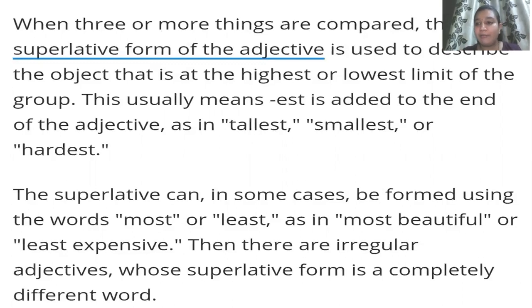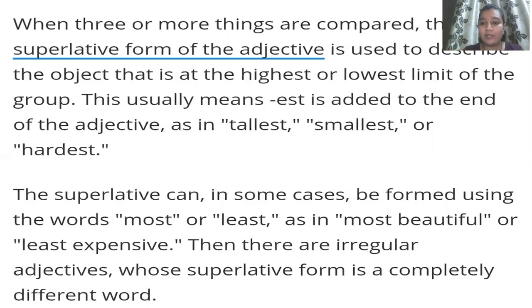So in the superlative form of adjective, we compare one person or one thing with the rest of the people in the group, which could be more than two. This usually means est is added to the end of the adjective, as in tallest, smallest, or hardest.